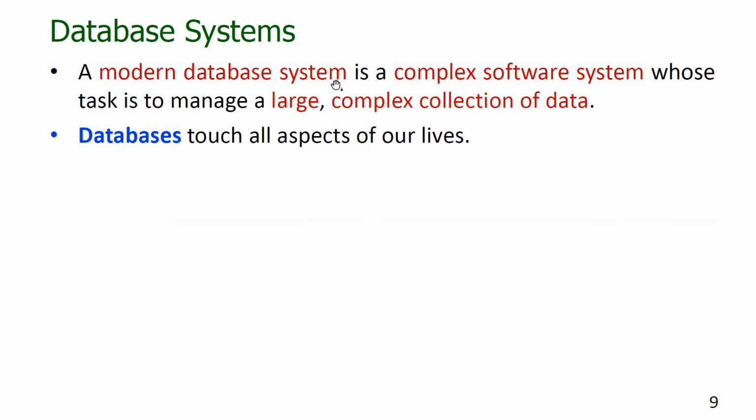Finally, a modern database system is a complex software system whose task is to manage a large, complex collection of data. This is the modern database system, which handles a large and complex collection of data with different formats. Finally, databases touch all aspects of our lives. So that's why database is very, very important.